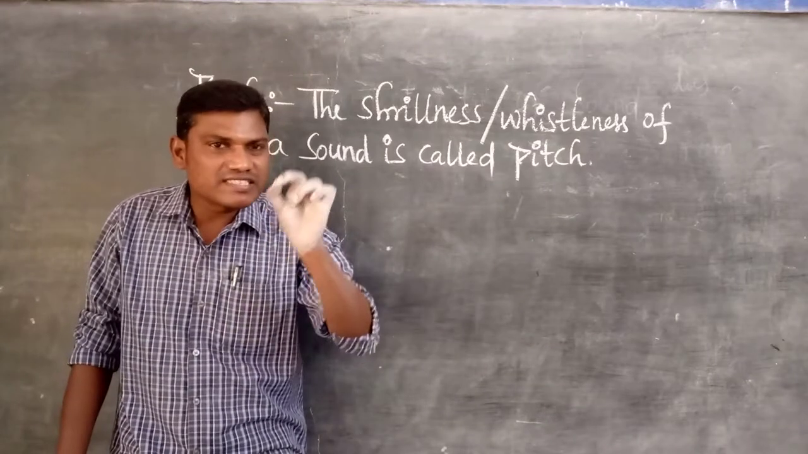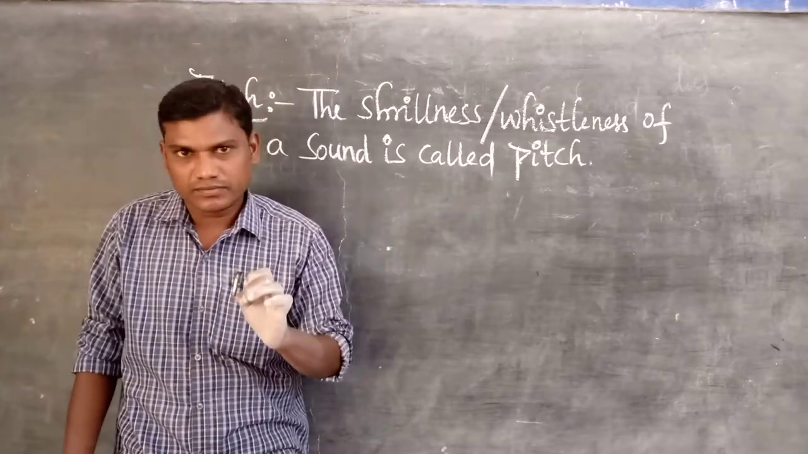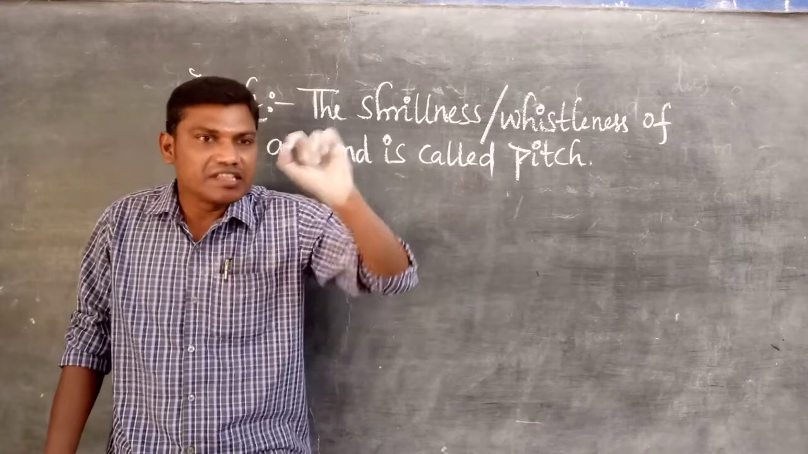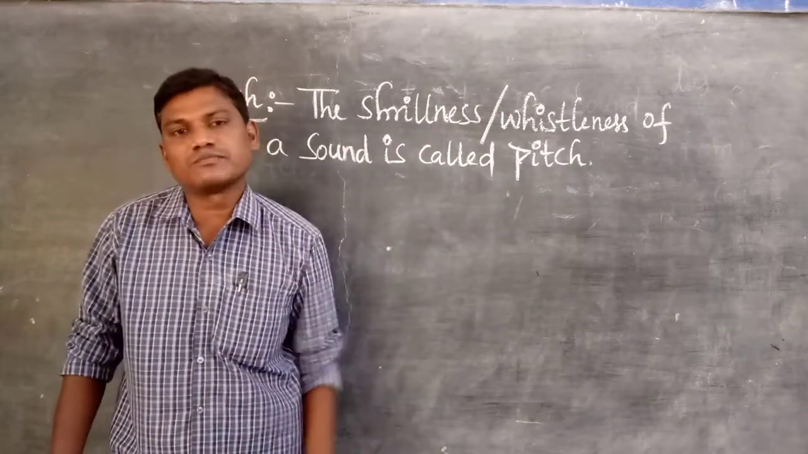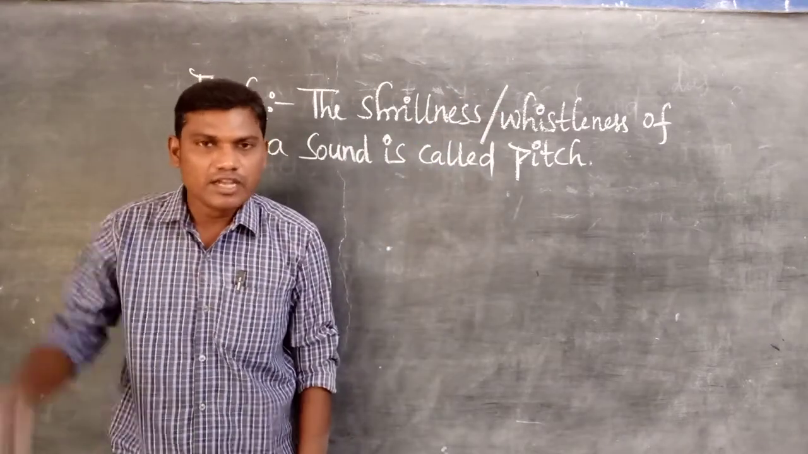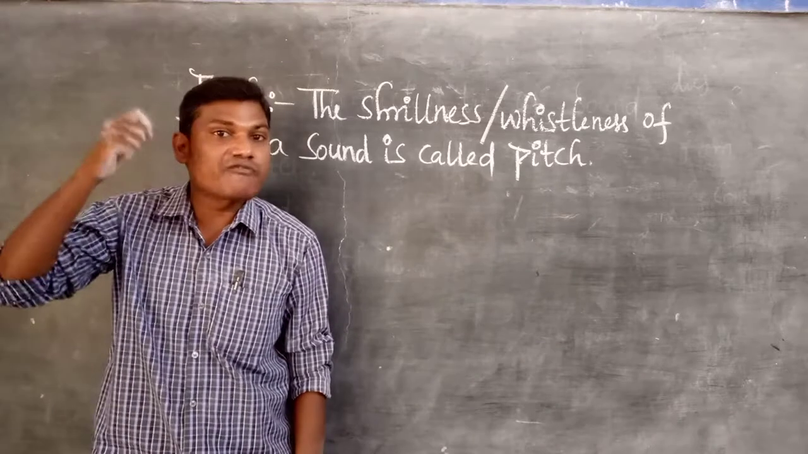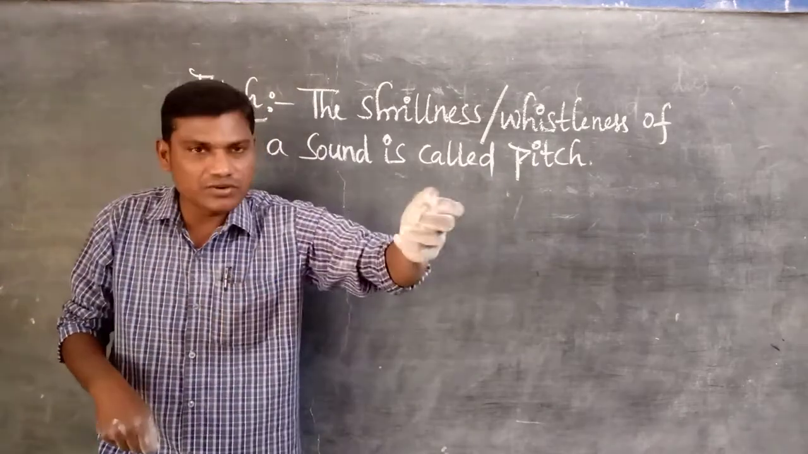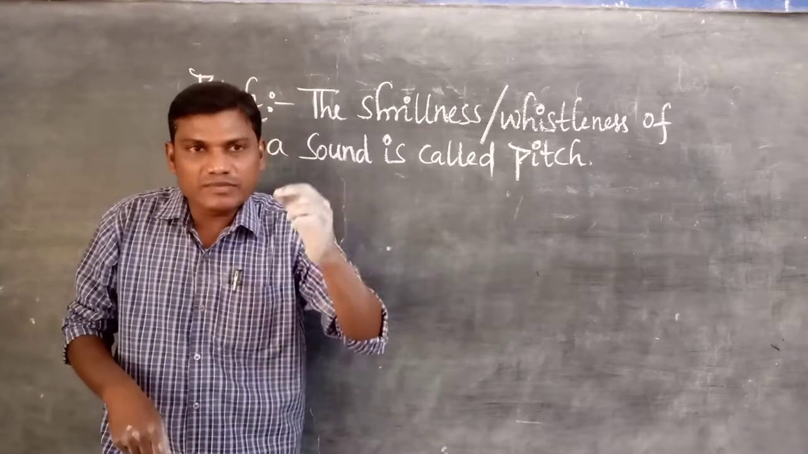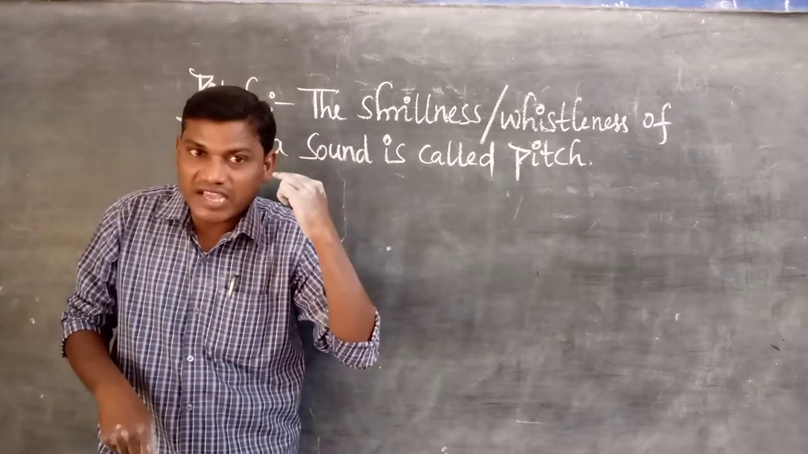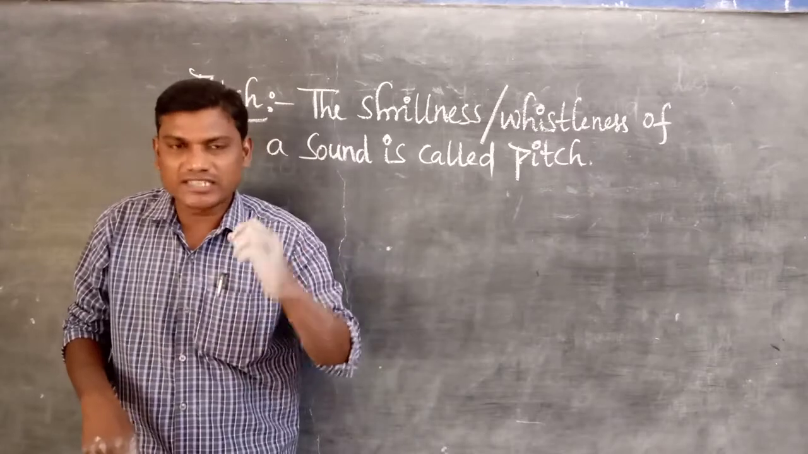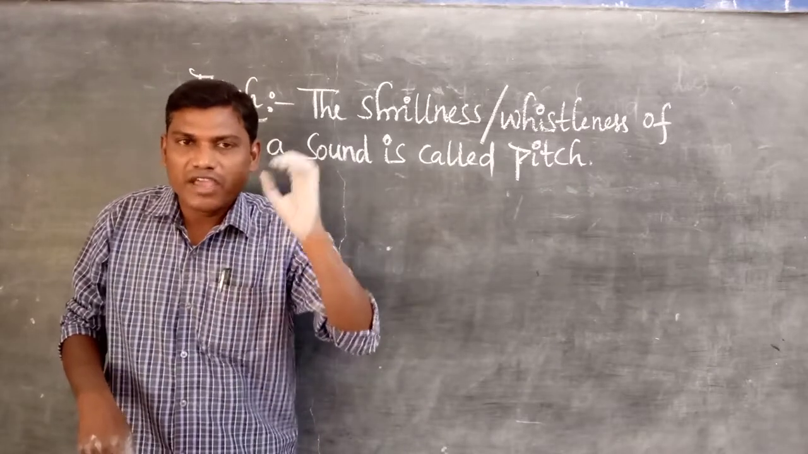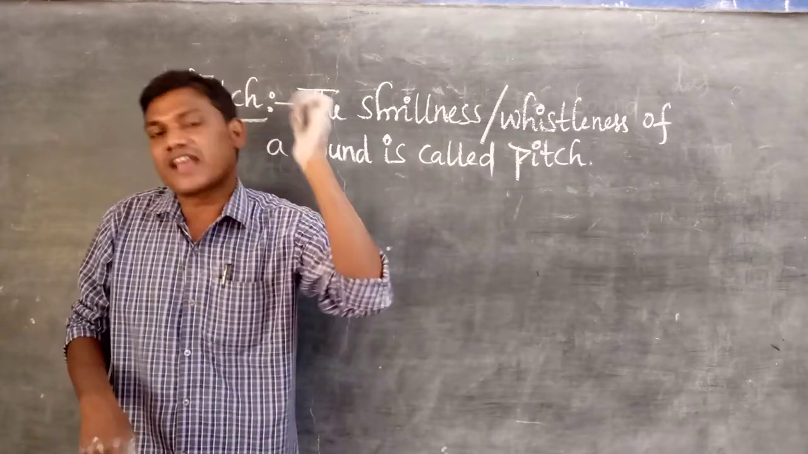So the buzzing sound of a mosquito has higher pitch than the roaring of a lion. The shrillness of a mosquito, or the buzzing sound, is made by the honeybee or mosquito. You know that sometimes the mosquito comes near to our ear and makes the noise or sound. When you hear that sound, are you irritated or not?